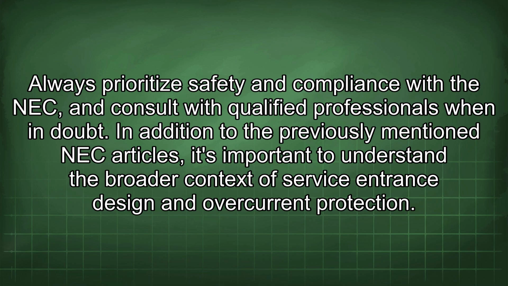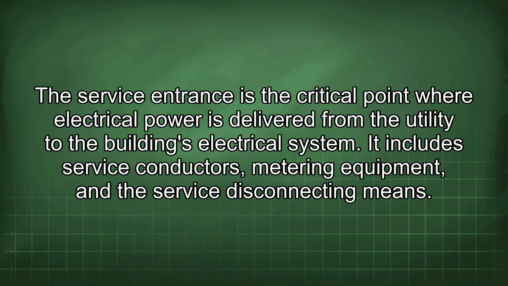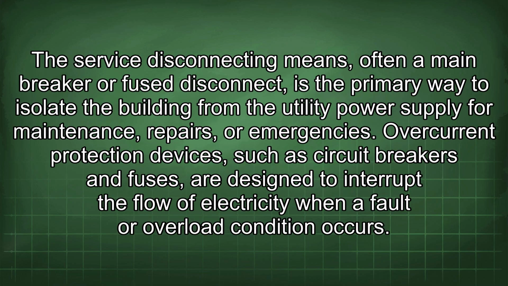In addition to the previously mentioned NEC articles, it's important to understand the broader context of service entrance design and overcurrent protection. The service entrance is the critical point where electrical power is delivered from the utility to the building's electrical system. It includes service conductors, metering equipment, and the service disconnecting means. The service disconnecting means, often a main breaker or fuse disconnect, is the primary way to isolate the building from the utility power supply for maintenance, repairs, or emergencies.